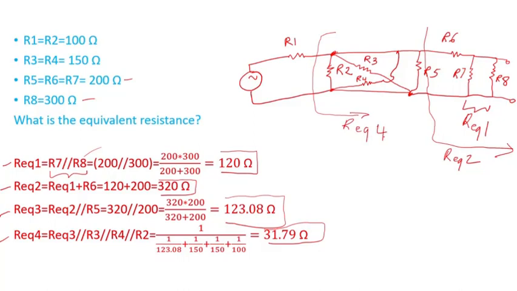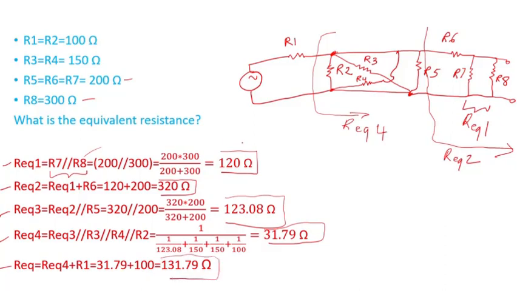Now R equivalent 4 is in series with R1. So the equivalent resistance of this circuit is R equivalent 4 plus R1. R equivalent 4 is 31.79 ohms plus R1, which is 100 ohms. So it's 131.79 ohms.